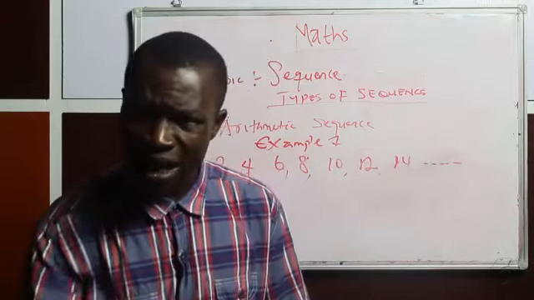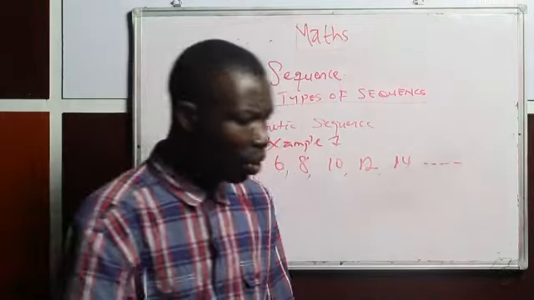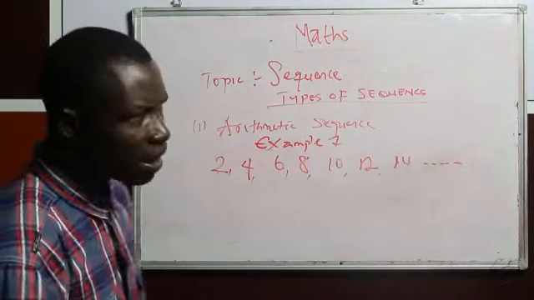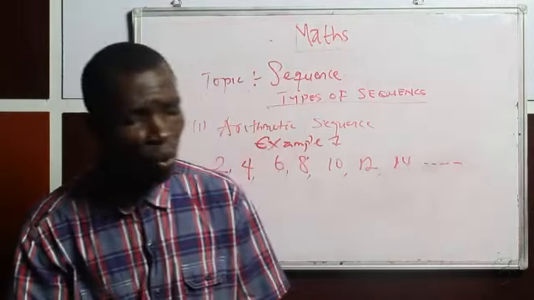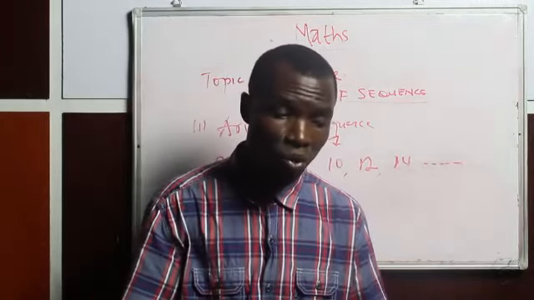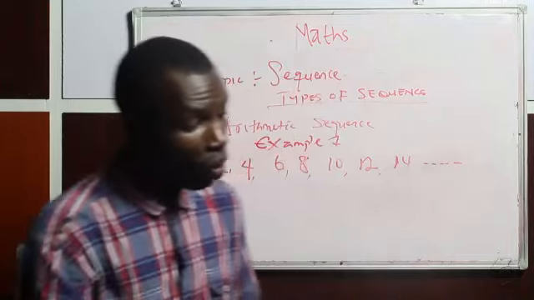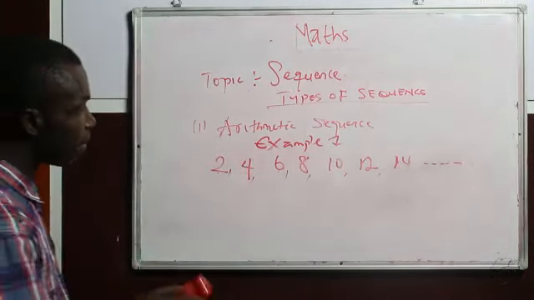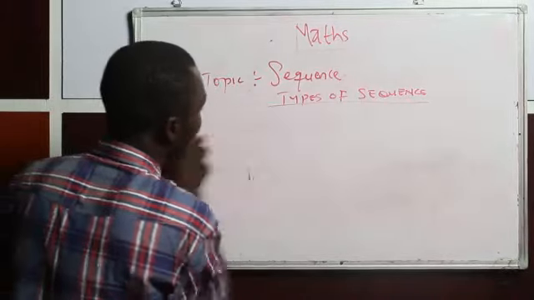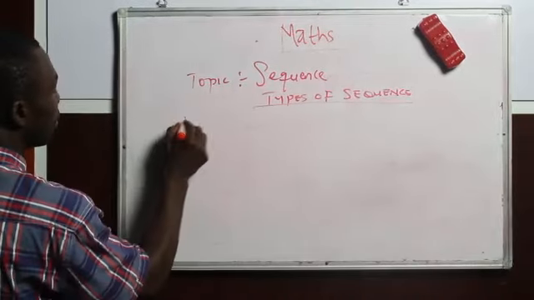But there are formulas that we use for arithmetic sequence. Before I go on, I want to explain the second type of sequence, which is called geometric sequence.